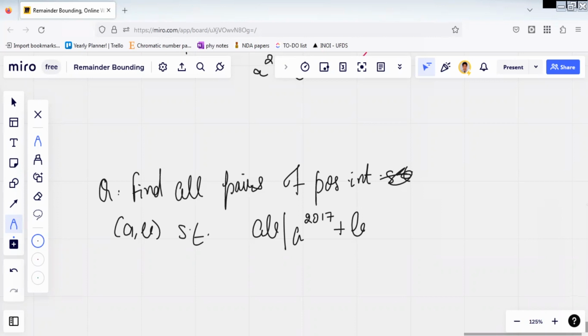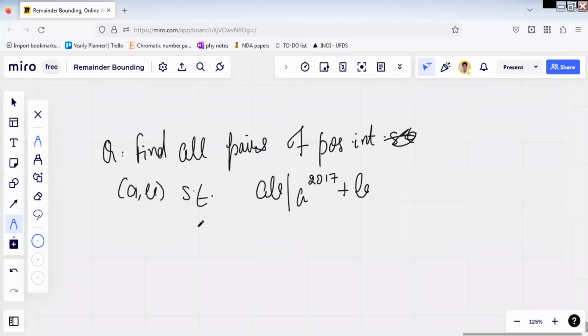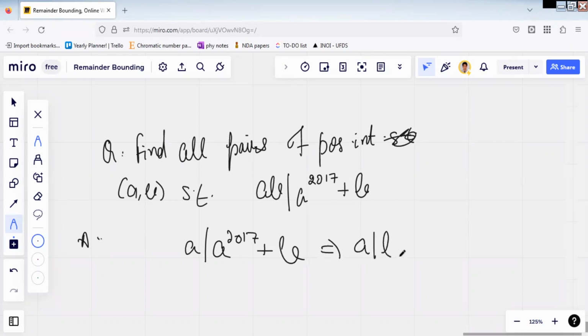Well, first thing we see is that A divides A to the 2017 plus B, which implies A divides B. So we have that AB divides this thing, which means that A must also divide this thing alone, obviously, which means A divides B. Okay, so what do we do now?